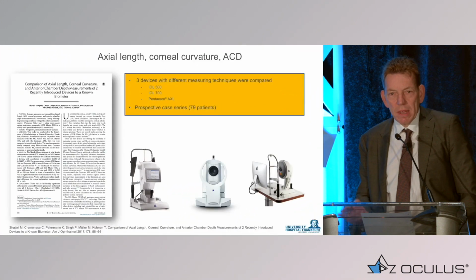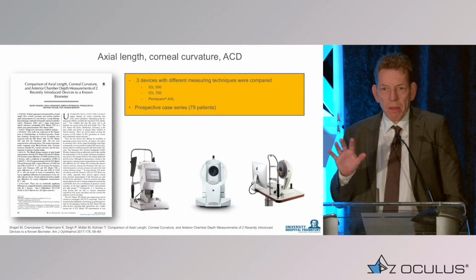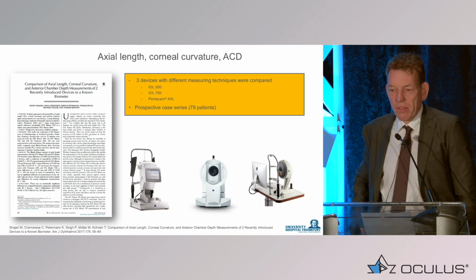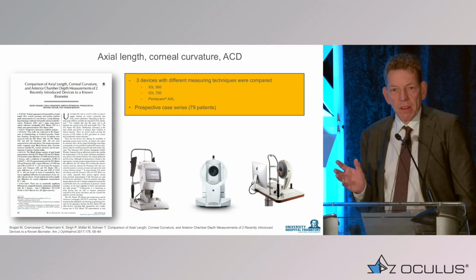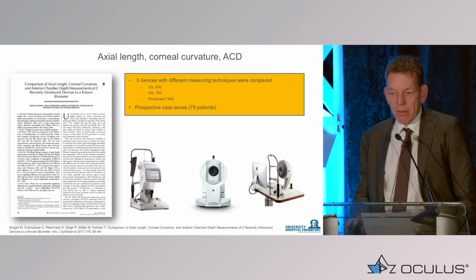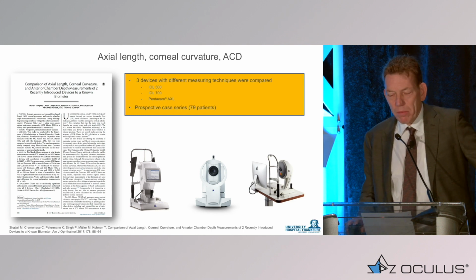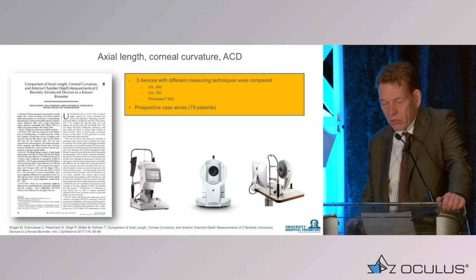In another study, we compared 2 different things. I think this is maybe the most important paper in the series I had. Axial length measurement, corneal curvature, and ACD with 3 different devices, the IOL Master 500, the IOL Master 700, and the Pentacam AXL in a prospective case series. This paper was published in the AJO journal.